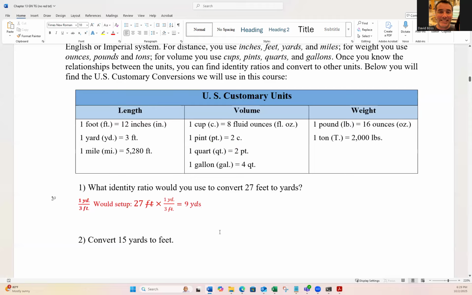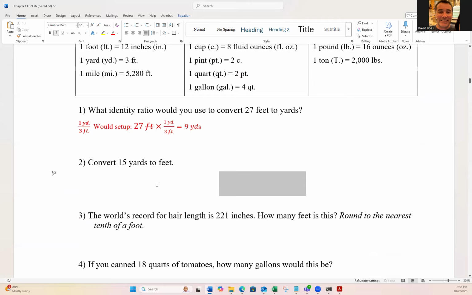And then when we get to longer questions that require more than one conversion, it's better to have all this stuff written down so you don't mix them up. 15 yards to feet. You want to use 3 feet over 1 yard. That way the yards, you have yard over yard, that cancels out. 15 times 3 feet equals 45 feet.